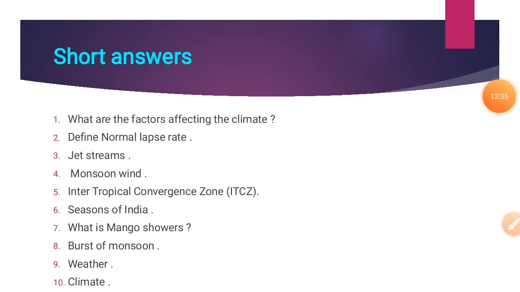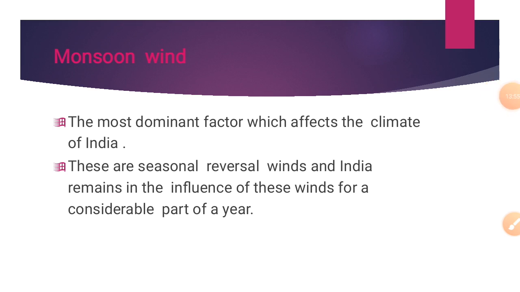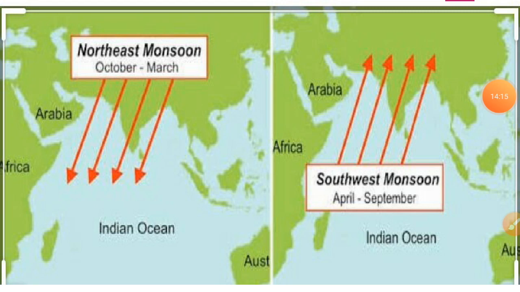The next most important question is, define normal lapse rate. The normal lapse rate is, temperature decreases at the rate of 6.5 degrees Celsius for every 1000 meters of ascent. It is called the normal lapse rate. The next important question is monsoon wind. It is the most dominant factor which affects the climate of India. These are seasonal reversal winds, and India remains under the influence of these winds for a considerable part of a year.